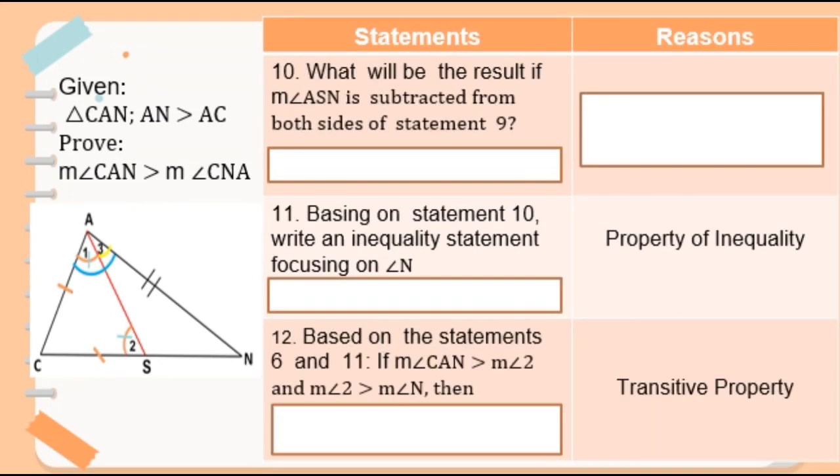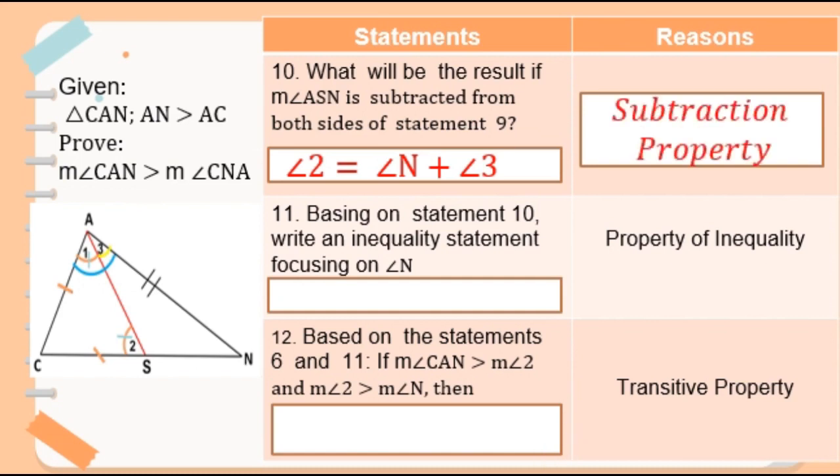Next statement, what will be the result if measure of angle ASN is subtracted from both sides of statement number 9? Alright, angle 2 is equal to angle N plus angle 3. What will be the reason? The reason is subtraction property.